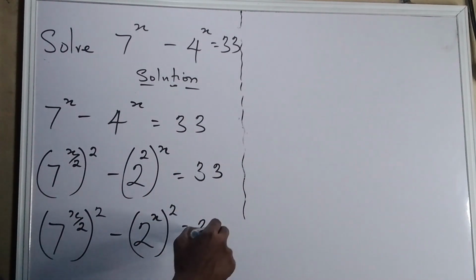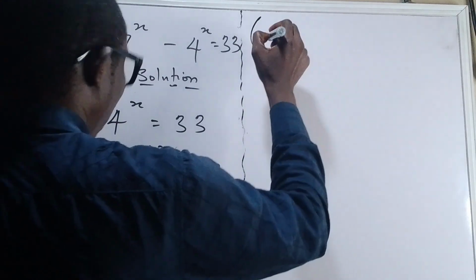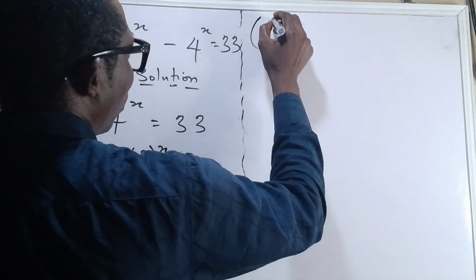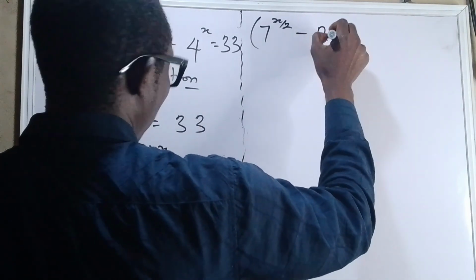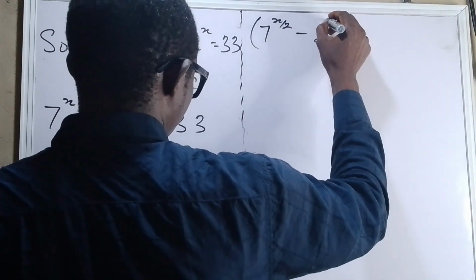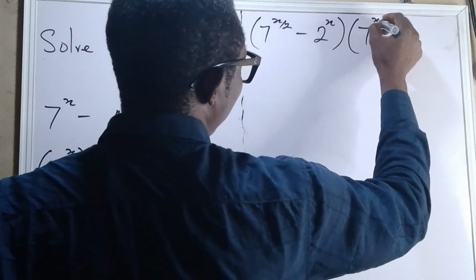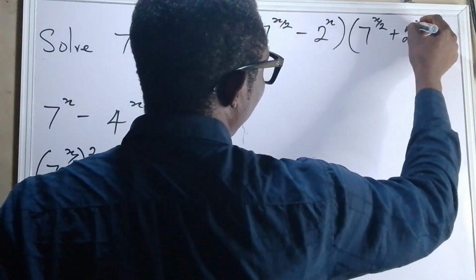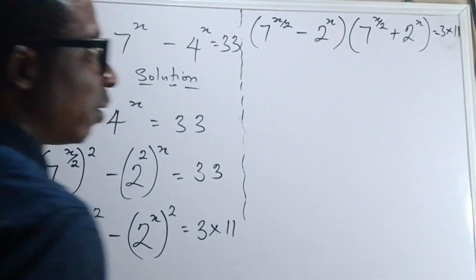33 is the same thing as 3 times 11. Right? So now the next thing is to apply your principle of difference of two squares. So now this left hand side we turn to 7 raised to the power of x over 2 minus 2 raised to the power of x, times 7 raised to the power of x over 2 plus 2 raised to the power of x, equals 3 times 11, right?